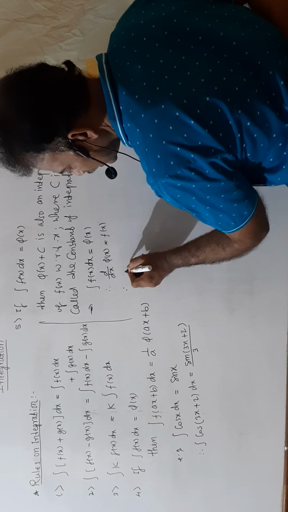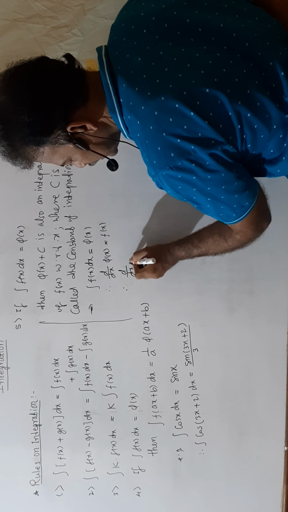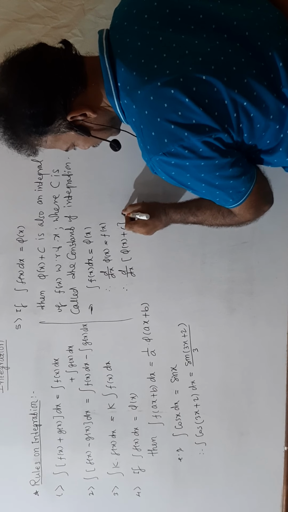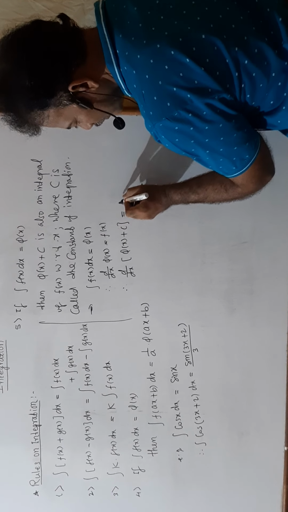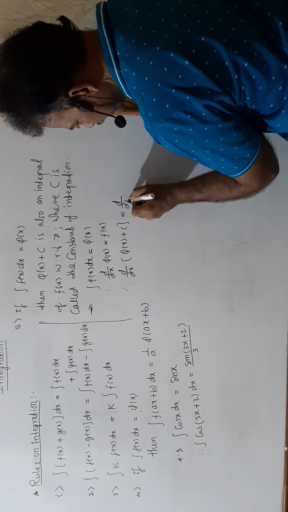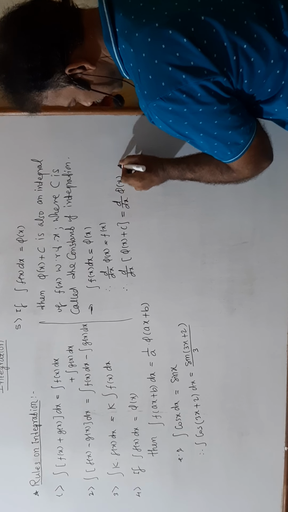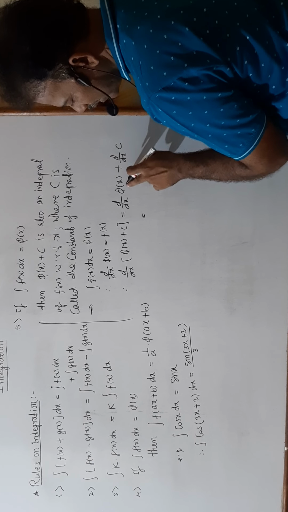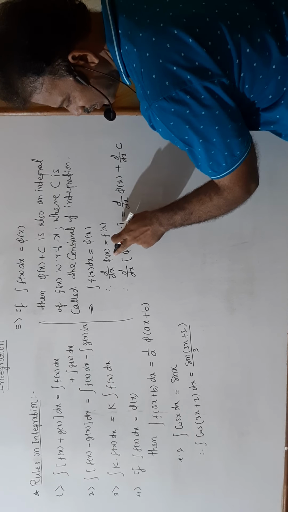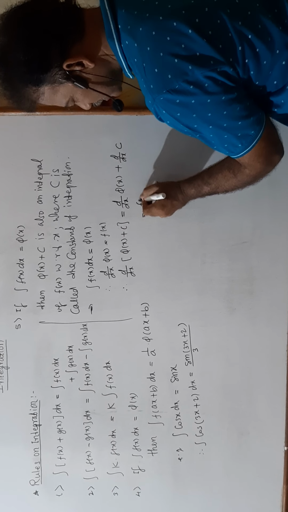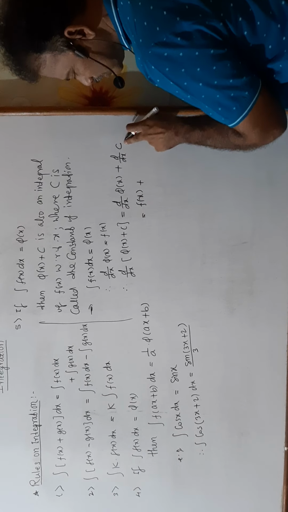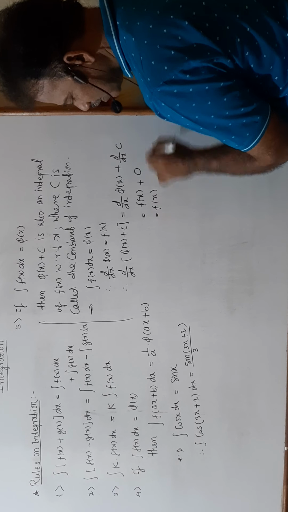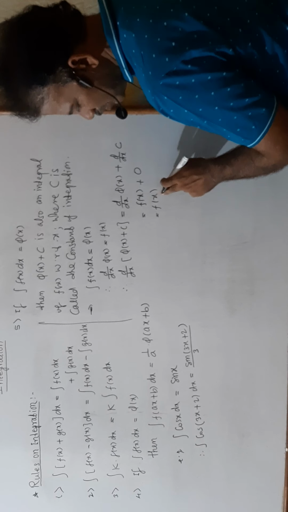Here we take a constant c and we find the derivative of the bracket phi of x plus c. We know the rules of derivatives. Take the derivative separately: d dx of phi x plus d dx of constant c. We know the derivative of phi x from the above step. d dx of phi x means f of x, and we know c is a constant, the derivative of a constant is 0, and we get f of x. So here the derivative of this bracket is f of x.